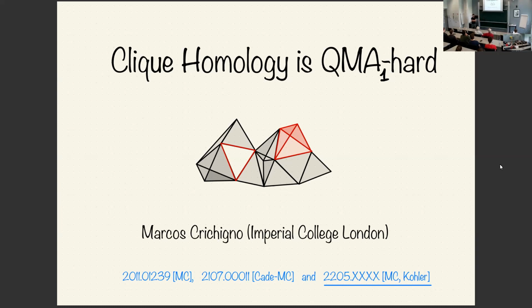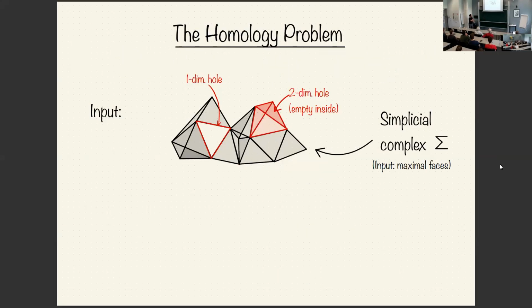So you already know the main punchline of the talk. That's what the result is, but hopefully it will make sense to you. So, what is the homology problem? I'm not going to assume that you're familiar with this. The homology problem is the following. I'll describe it in vague terms first.